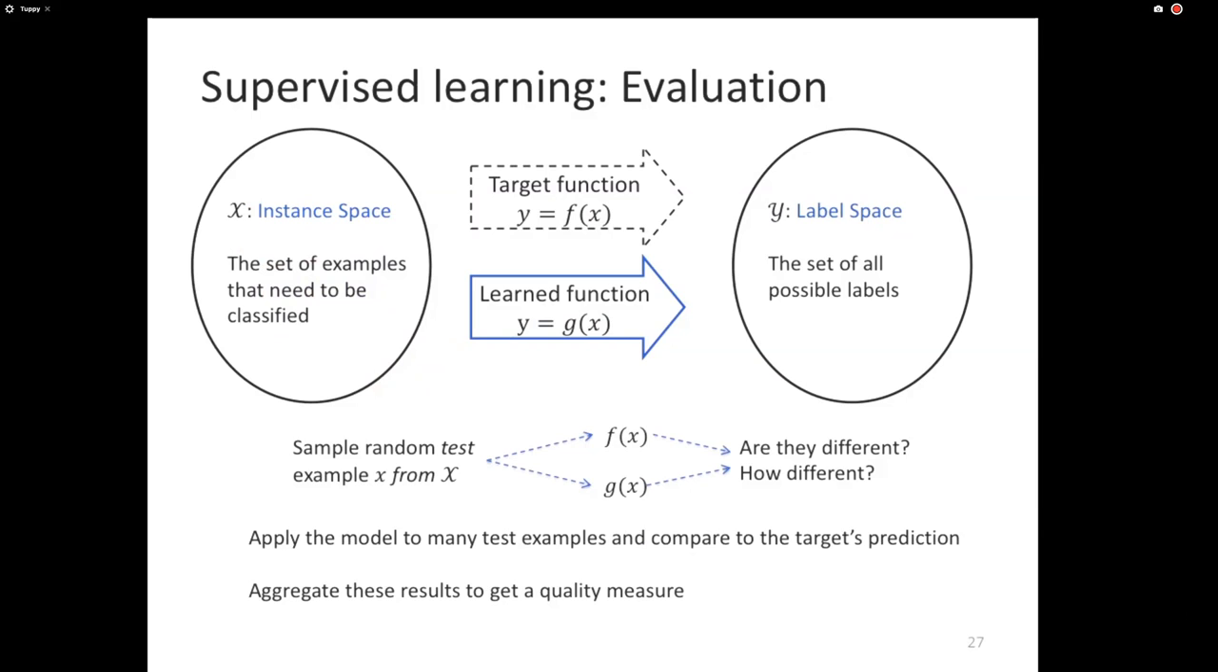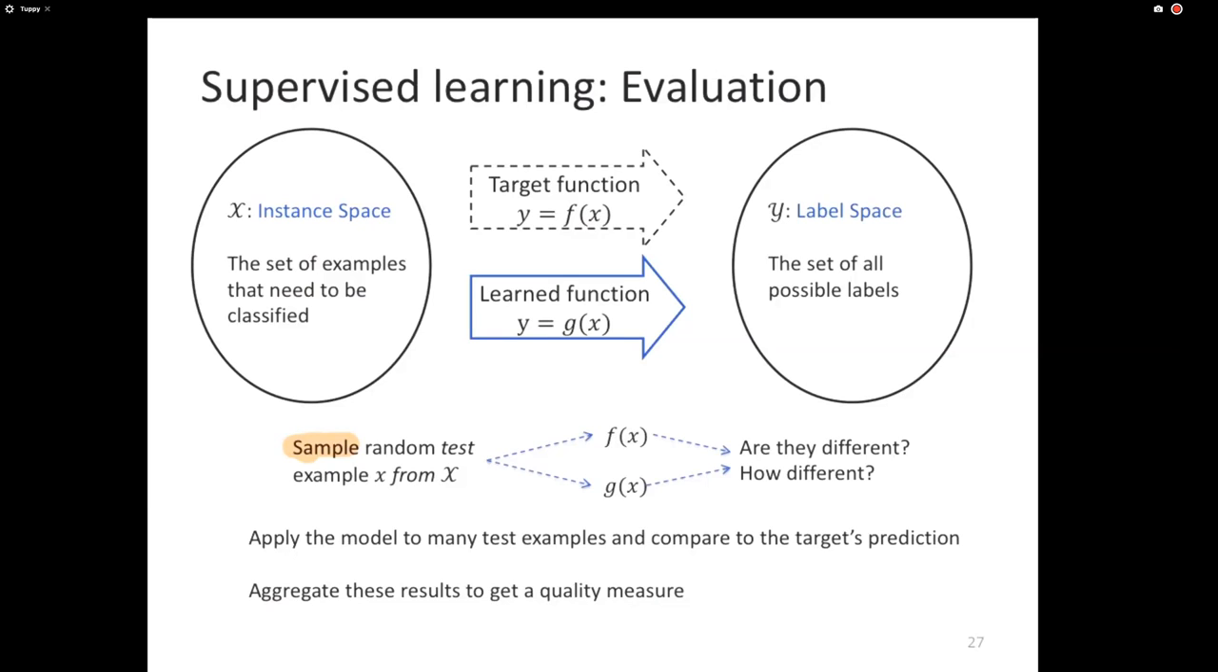How often is this correct? Or some sort of an average error. How far away on an average is the prediction from the ground truth? We do this on a large enough test set, and we assume that this test set, if it is sampled independently, sampled uniformly from the instance space, we get an estimate of how good this function is going to be on the entire test. Questions about evaluation?